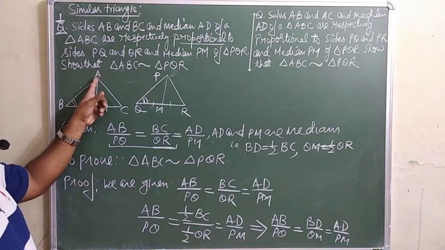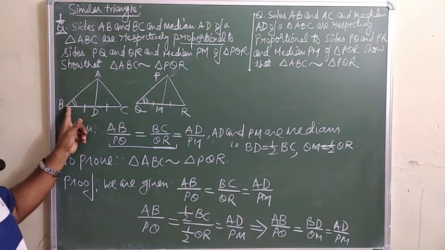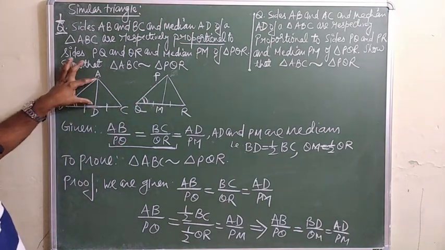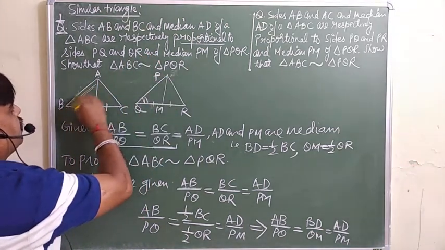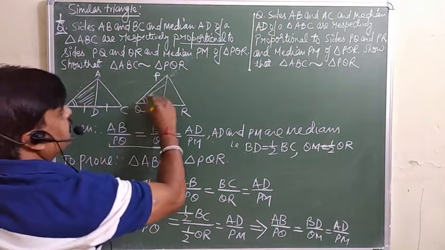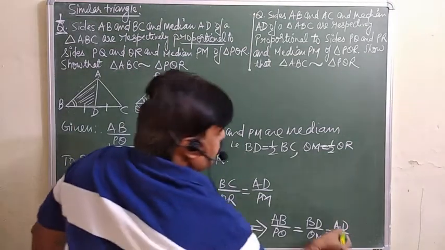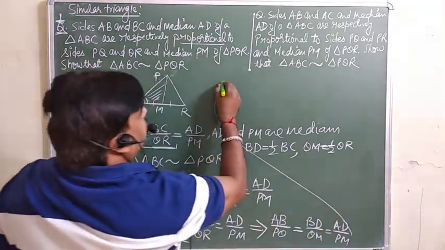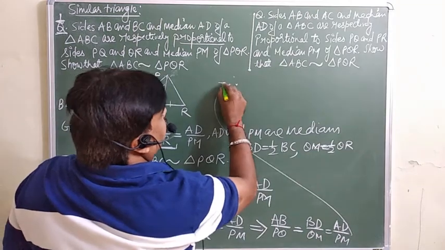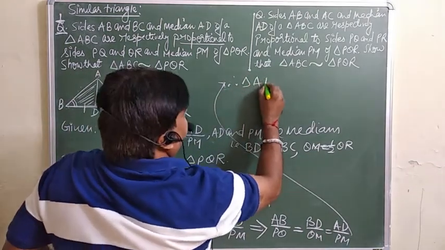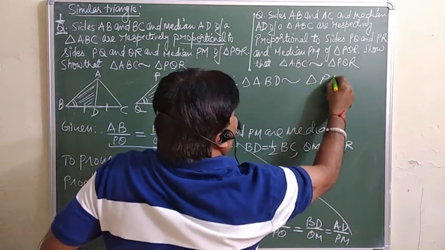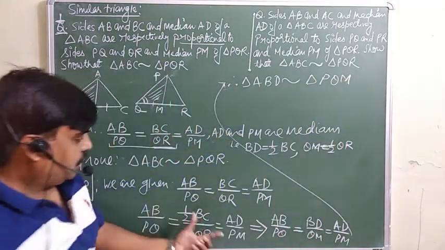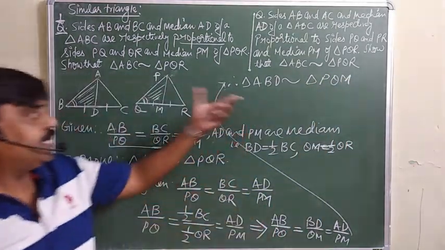So you are getting AB over PQ is equal to BD over QM is equal to AD over PM. It means you can say these two triangles are similar. Therefore, triangle ABD is similar to triangle PQM, because if the ratio of the corresponding sides are equal, then triangles are always similar.